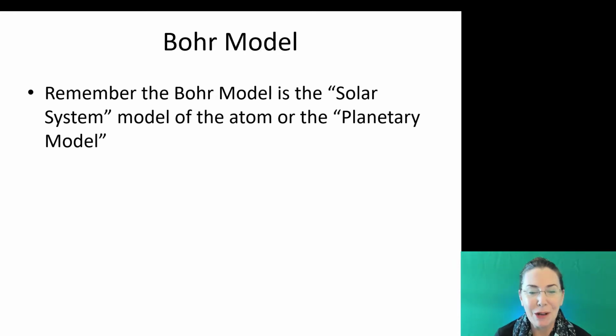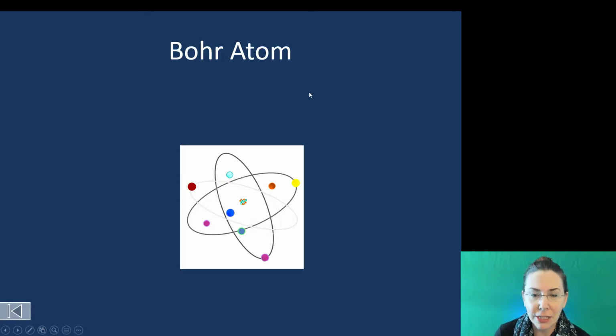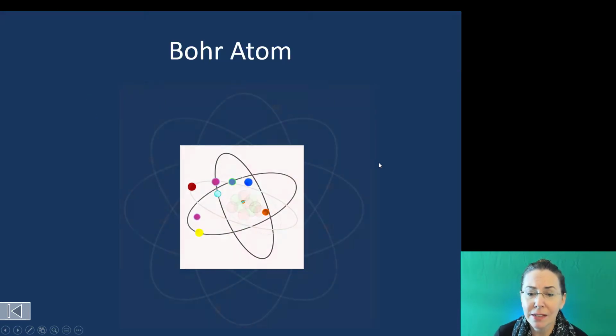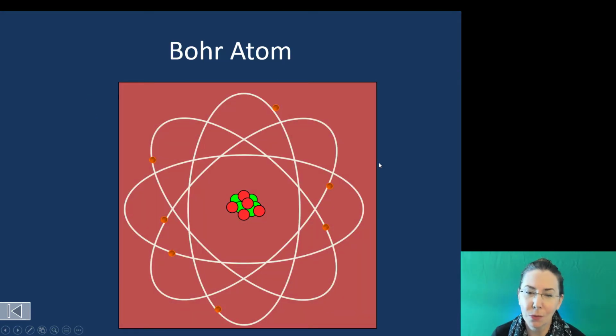All right, so the Bohr model is the solar system model of the atom or the planetary model. So generally when we think of the Bohr atom, it looks something like this. We have a nucleus in the center, we have our electrons going around the outside in orbits, but we know that's not really the way that it works. It doesn't look like planets circulating around a sun. So how does it actually work?